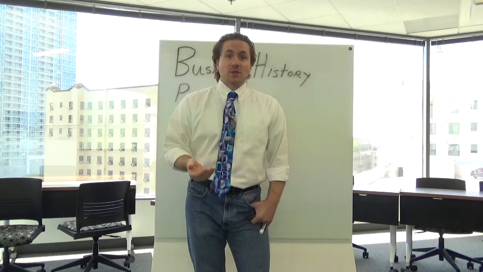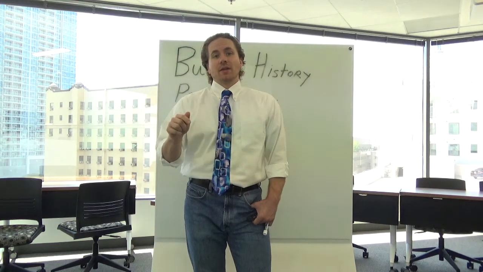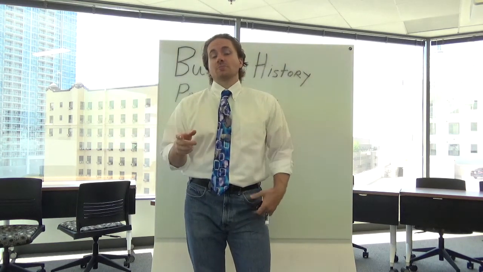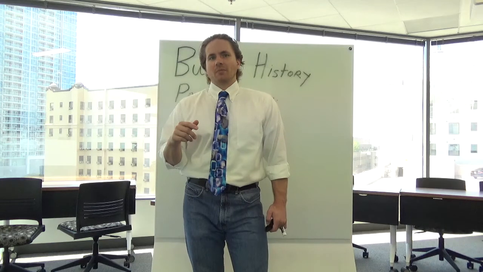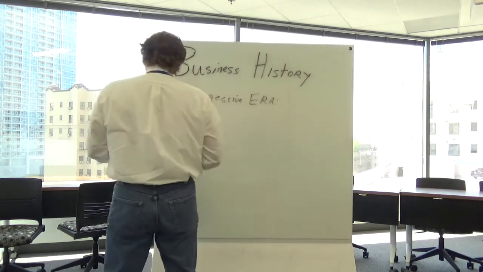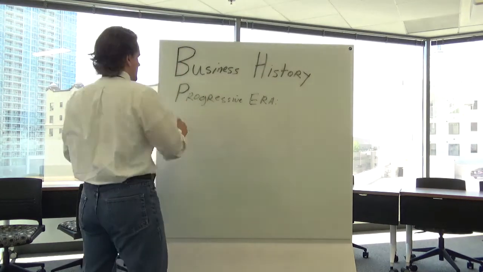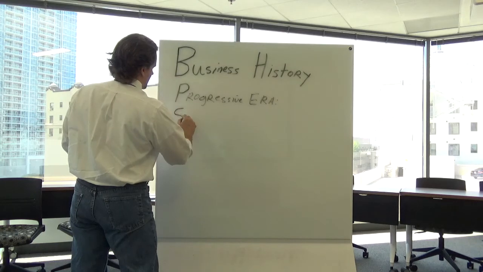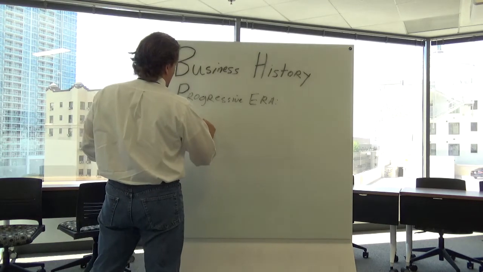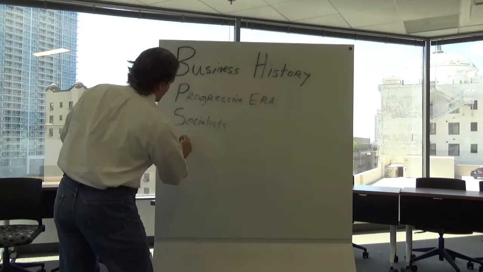They were the ones that passed the corporate income tax. And they also began regulation of food and drug companies as well as public utilities. We'll talk a little bit more about that later in this course. Okay? Another movement that actually is a little bit older than the progressives is the socialists. We'll also talk about the communists.